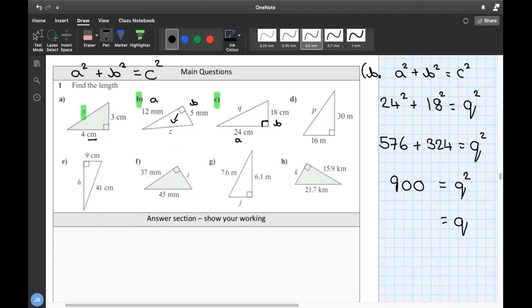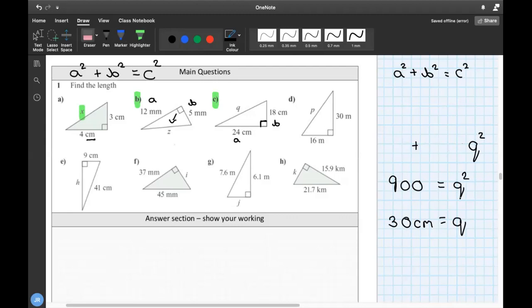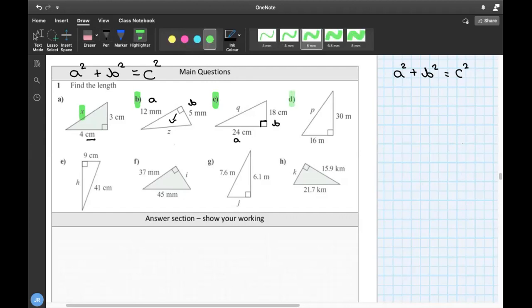What multiplied by itself gives me 900? Well, 3 times 3 gives me 9, and 30 times 30 will give me 900. Final thing I need to do is include my units. They were all measured in centimetres, so that will be my final answer, 30 centimetres. Okay, going to have a look at question D now.